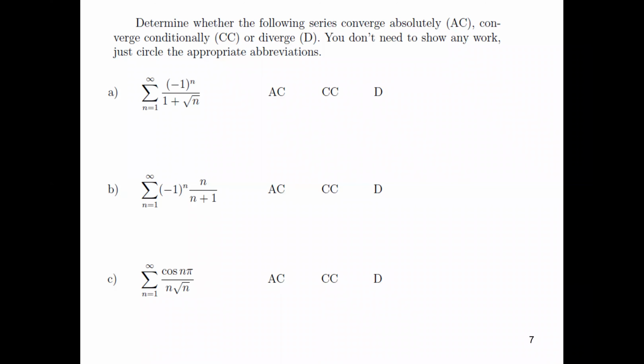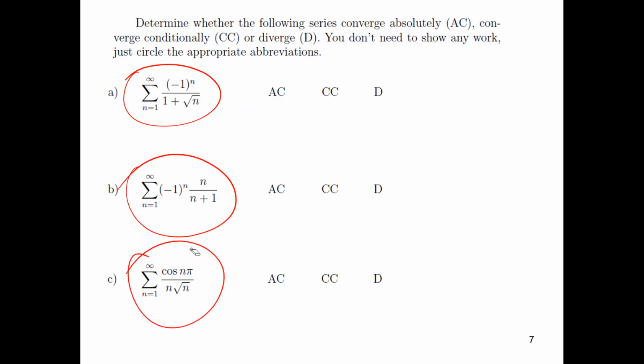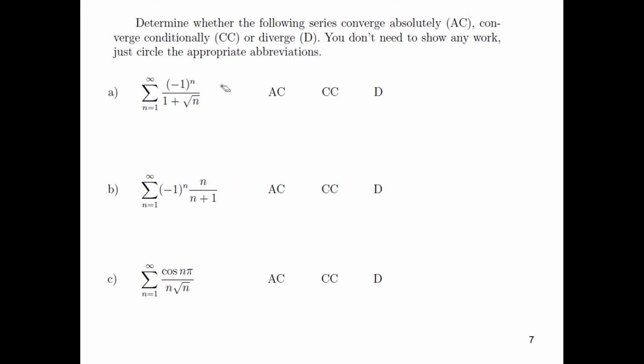Okay, do you possibly know the first one? -1 to the n over 1 plus square root of n. What do you think? Because if you know right away, then you're almost ready. Yeah, this one is a nice, typical example. Actually, both of them, and even the last one, are quite typical. Just by looking, we should know.